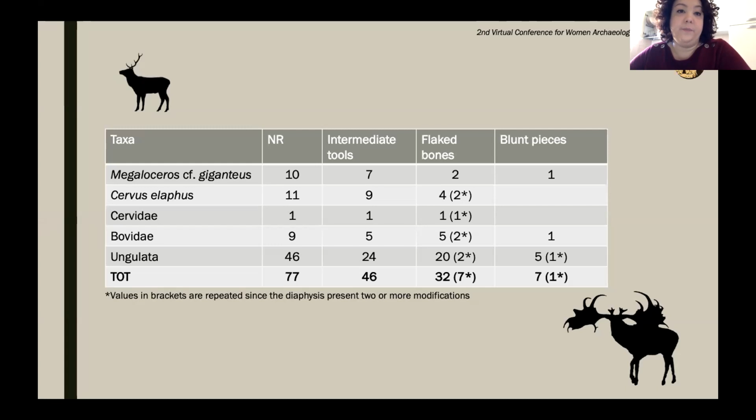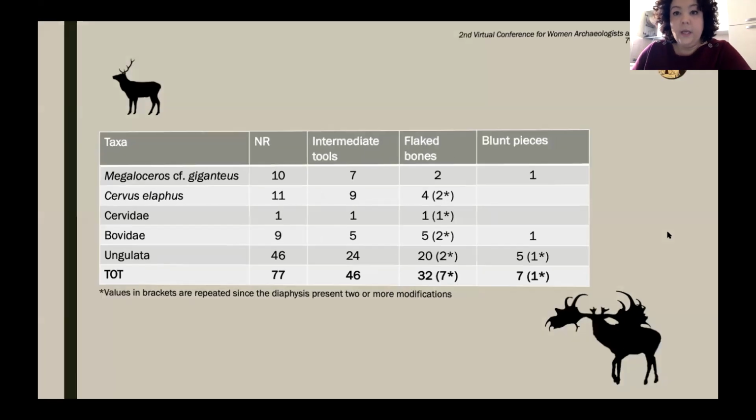Forty-six diaphyses were not determined, and the others belong to red deer, giant deer, and bovids.